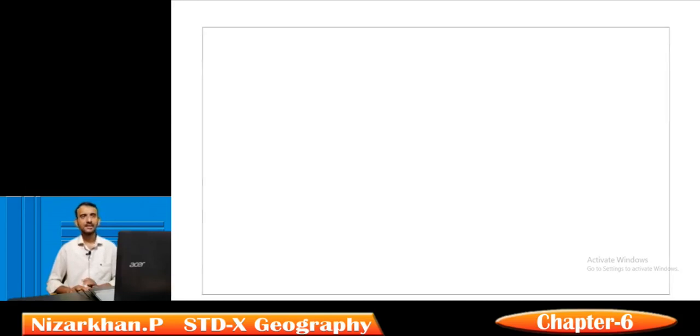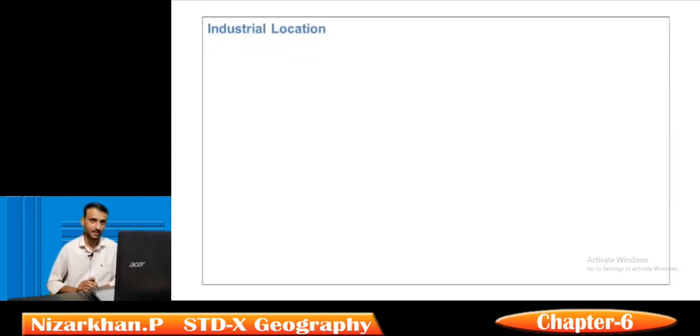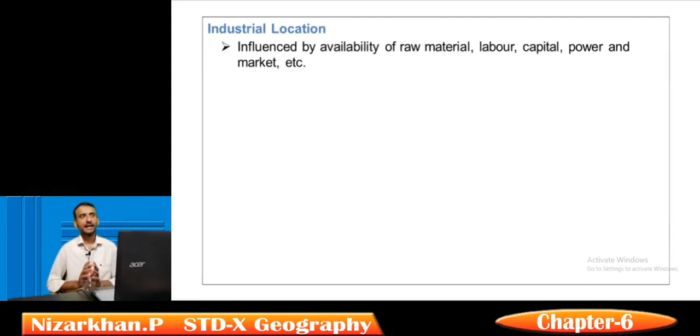Then, which is the ideal location of an industry? The location of an industry is influenced by the availability of raw material, labor, capital, power and market. Such places are the ideal location of an industry.